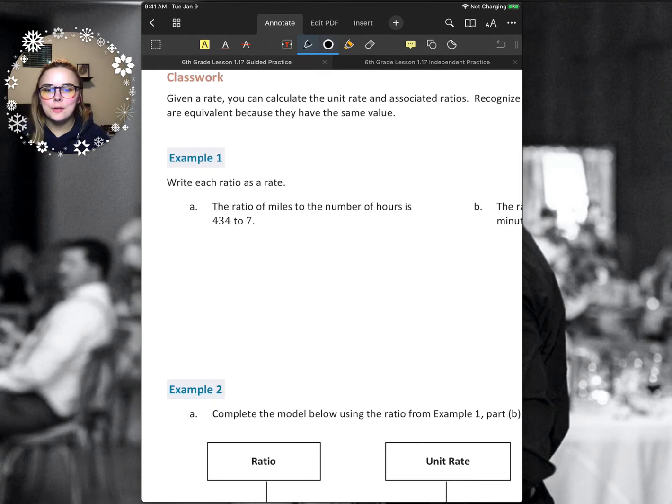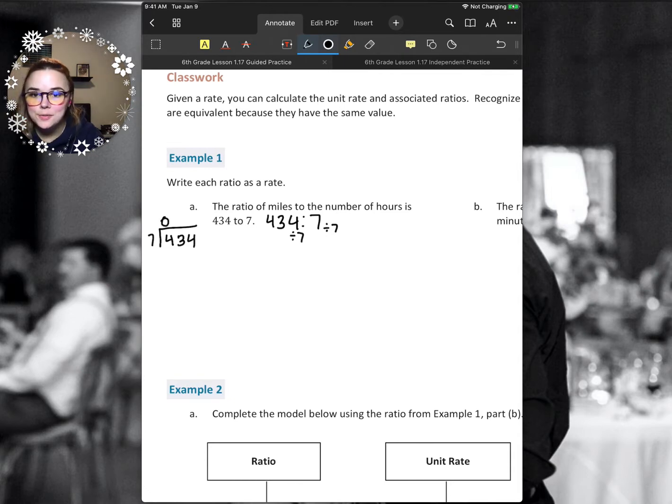We have the ratio of miles to the number of hours is 434 to 7. So the ratio that we're starting with is 434 to 7. For our rate, we need our hours to be 1. In order to figure that out, we are going to divide each of those numbers by 7. So we're going to divide 434 by 7.